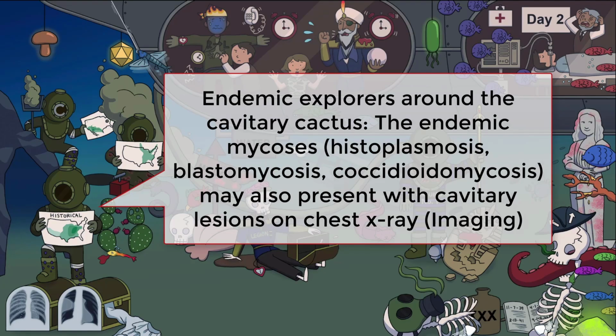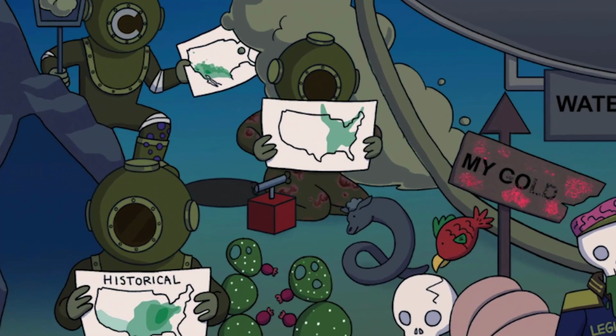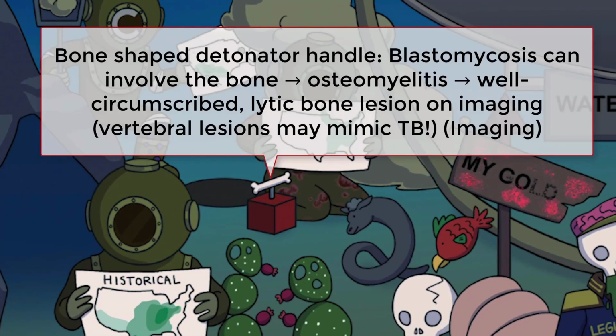Also keep in mind that histo, blasto, and cocci can present chronically, mimicking TB, with constitutional symptoms and everything. In fact, on imaging, you may even see cavitary lesions, just like in TB. See those mysterious pale eyes staring at us from the cave, resembling two huge worrisome hilar lymph nodes? If you happen to see enlarged mediastinal or hilar lymph nodes with focal opacities on chest radiograph, think tuberculosis, histoplasma, or coccidioides. In addition to affecting the skin, blastomyces can also affect the bone.